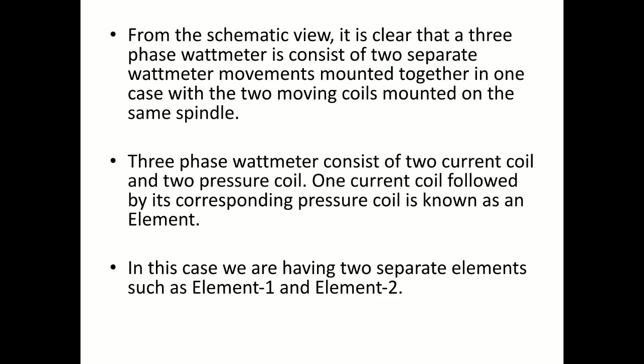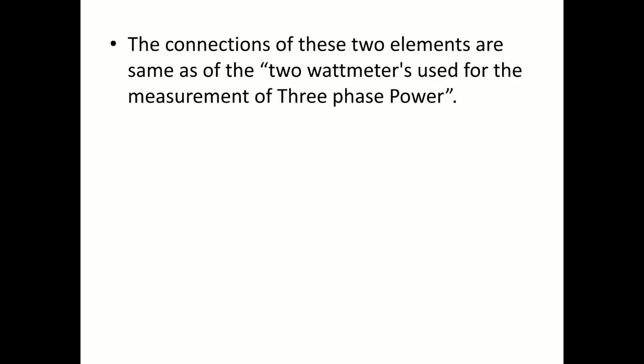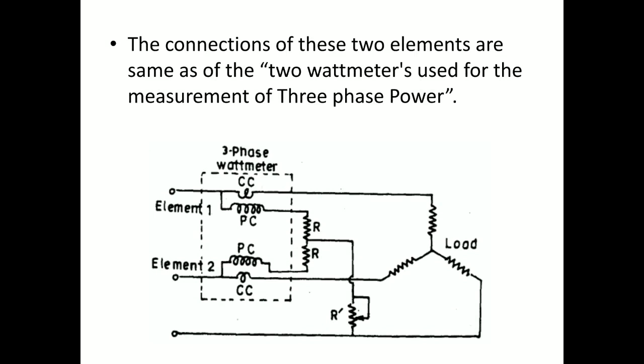In this case, we have two current coils and two pressure coils. A current coil followed by its corresponding pressure coil is known as an element. So here we have two elements, and both the elements, or you can say both the wattmeters, are placed in a single box. That too, the moving coils of the respective elements are placed on a common shaft, or you can say common spindle, to which the pointer of this instrument is connected. If you see the circuit diagram for this arrangement, it is something like this.